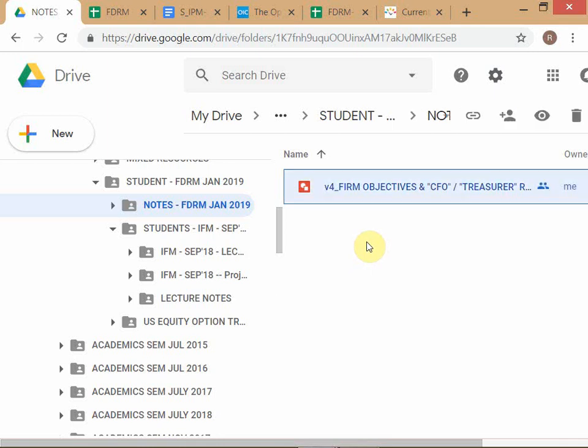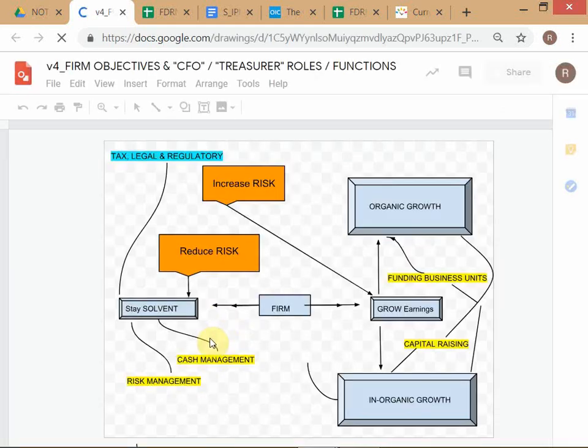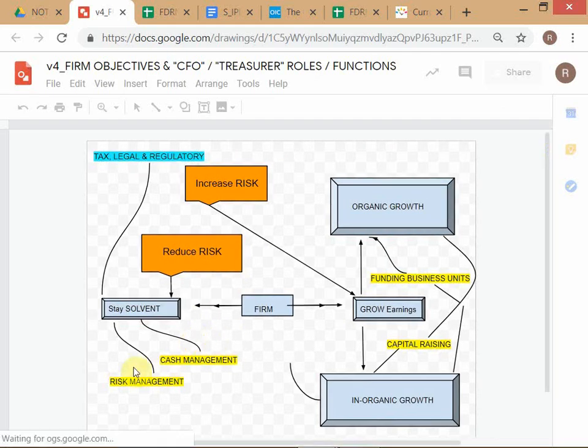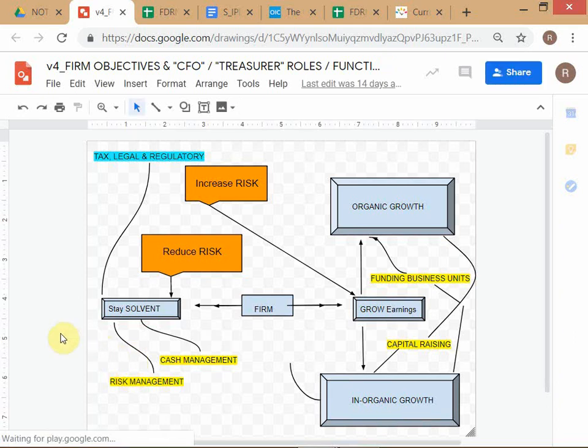Same concept. So this we will go through very quickly because we have already covered it. I did not discuss this with you, but this is just a framework which tries to show you the firm's objectives versus the CFO, and the role of the CFO or the treasurer.